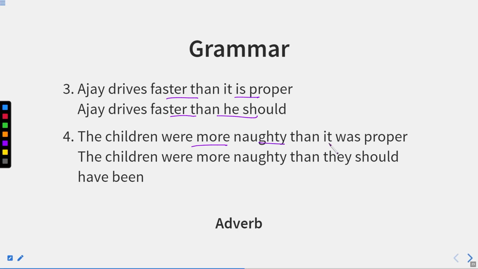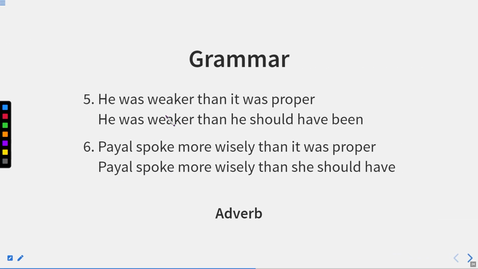The children were more naughty than it was proper. The children were more naughty than they should have been. He was weaker than it was proper, or he was weaker than he should have been. Payal spoke more wisely than it was proper. Payal spoke more wisely than she should. So this is how we can change those sentences that we have already learned earlier. We can remove to, but we can make the meaning of the sentence remain the same by using these structures. These structures will of course change the structure of the sentence but not the meaning of the sentence.